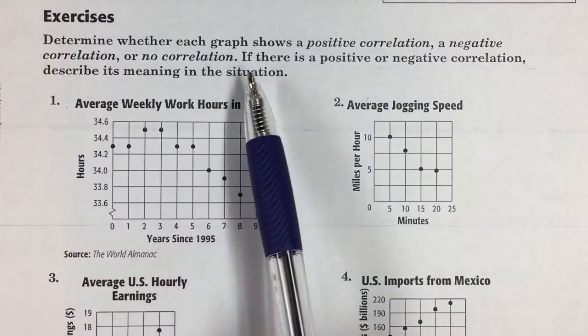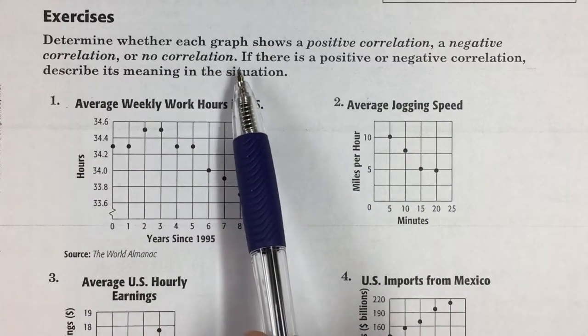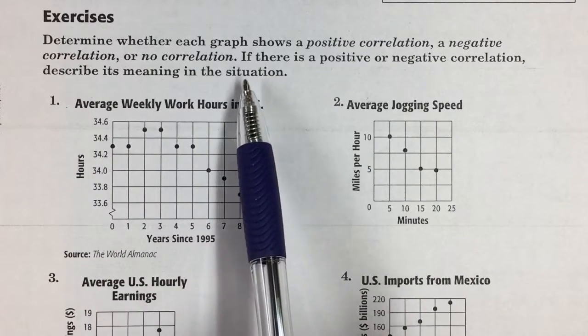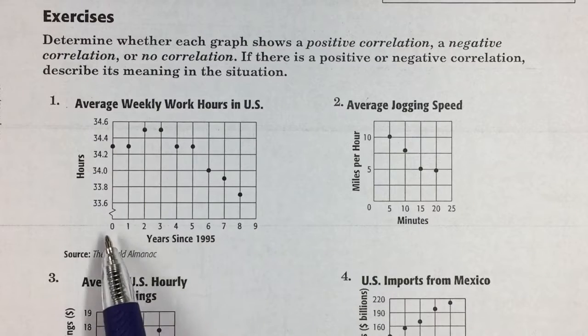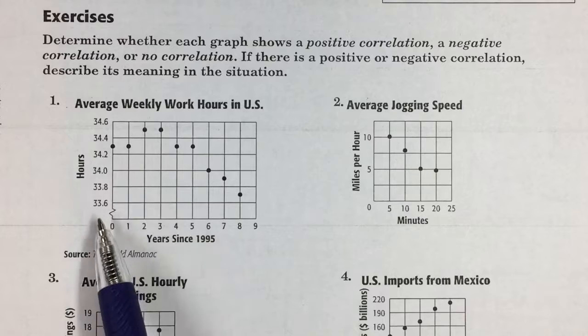Exercise. Determine whether each graph shows a positive correlation, negative correlation, or no correlation. If there is a positive or negative correlation, describe its meaning in the situation. Let's see here. Average weekly work hours in the United States. You have on the x-axis years since 95, and on the y-axis you have hours.